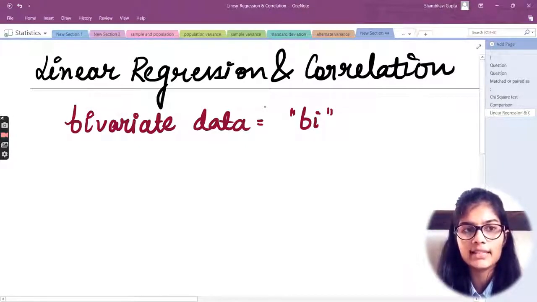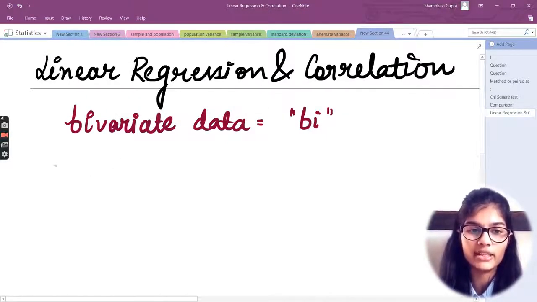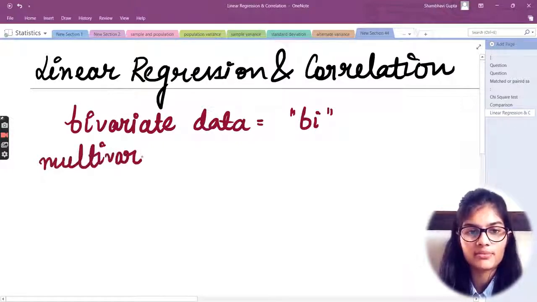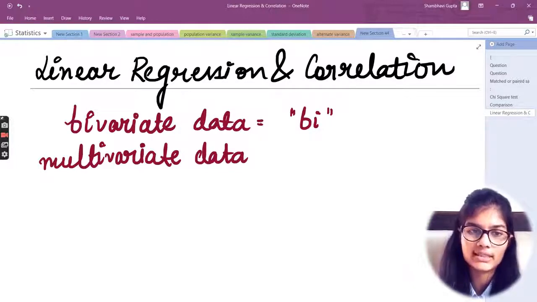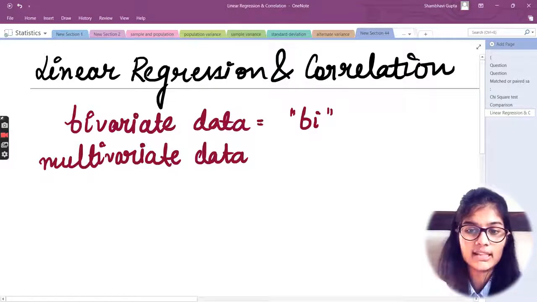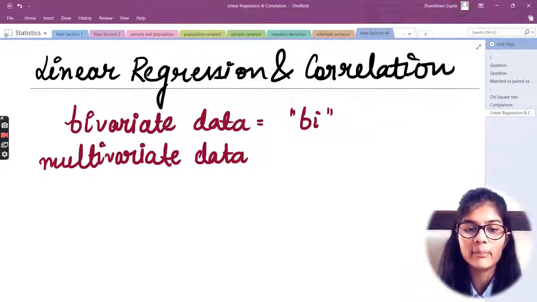In reality, statisticians mostly focus on multivariate data. In the examples I showed, bivariate data means two variables, while statisticians look at multivariate data, meaning many variables.